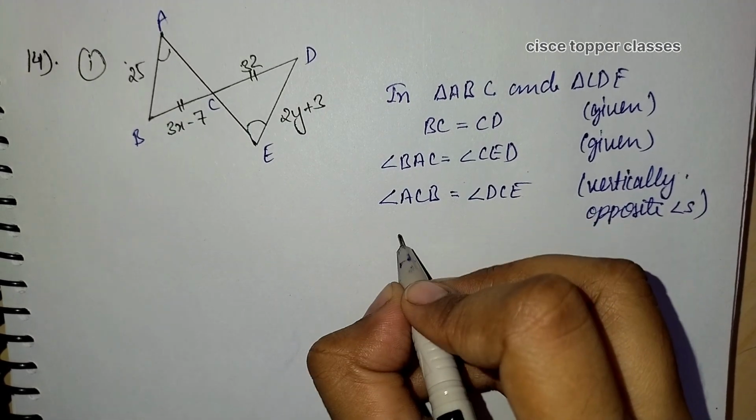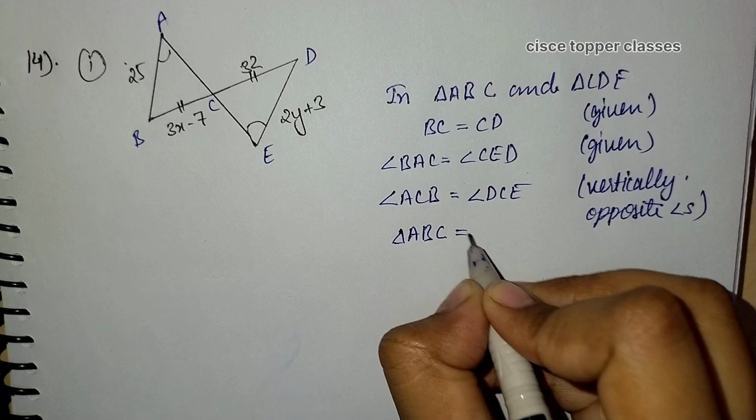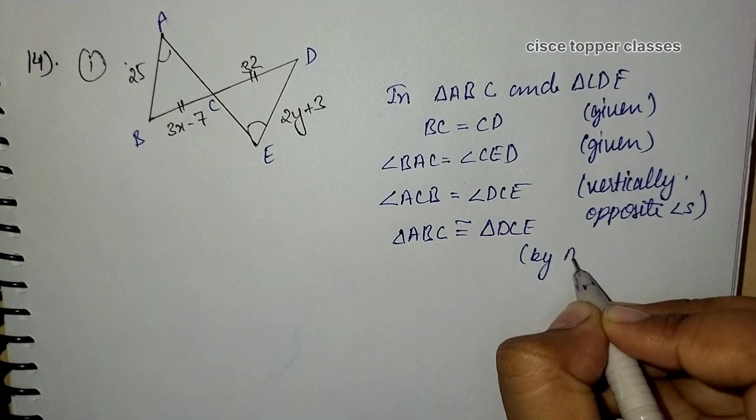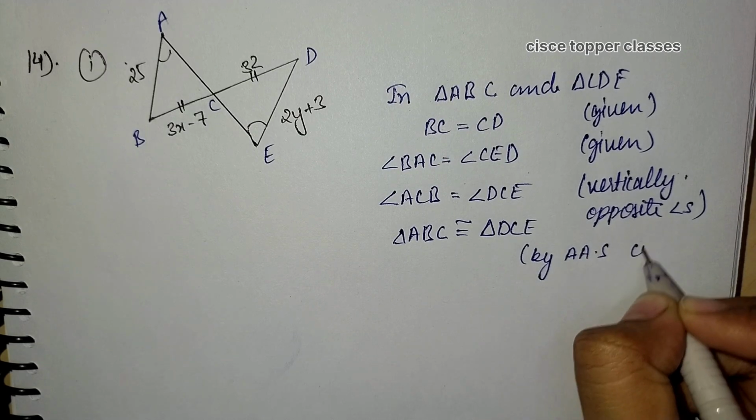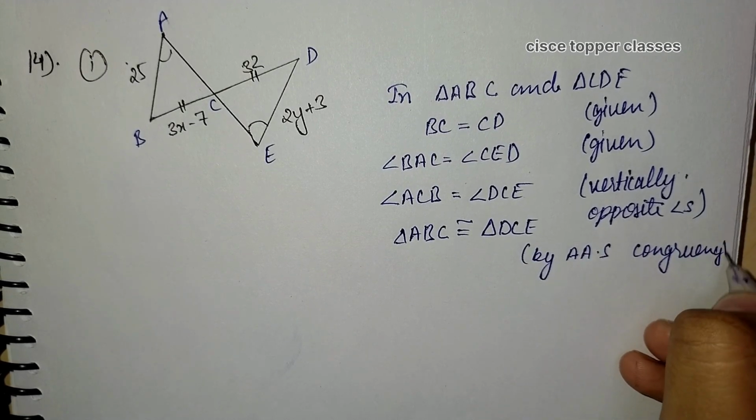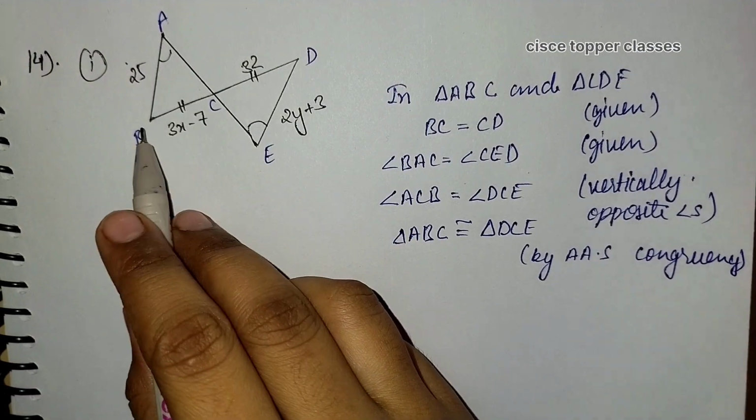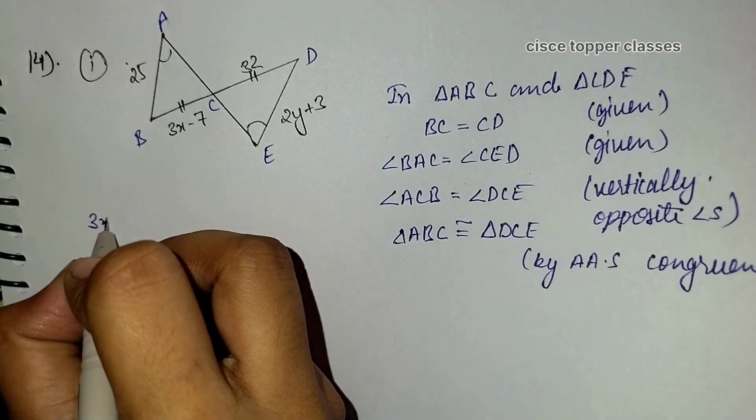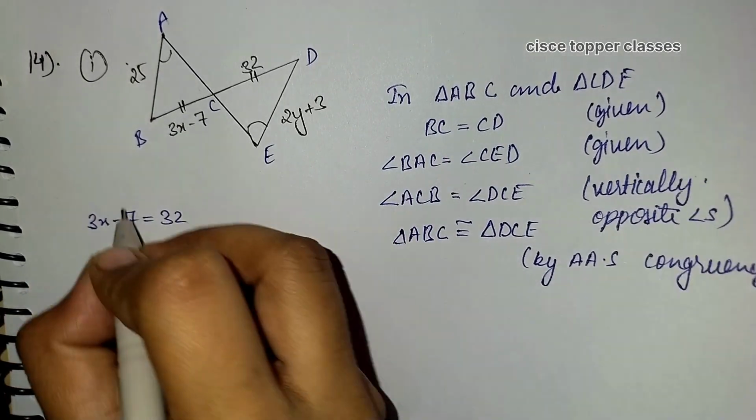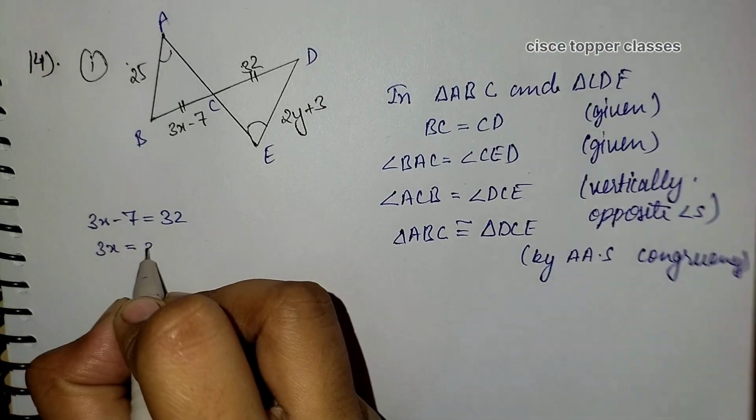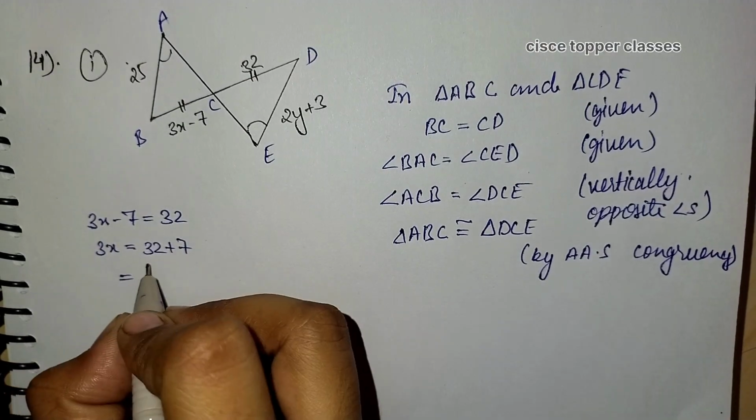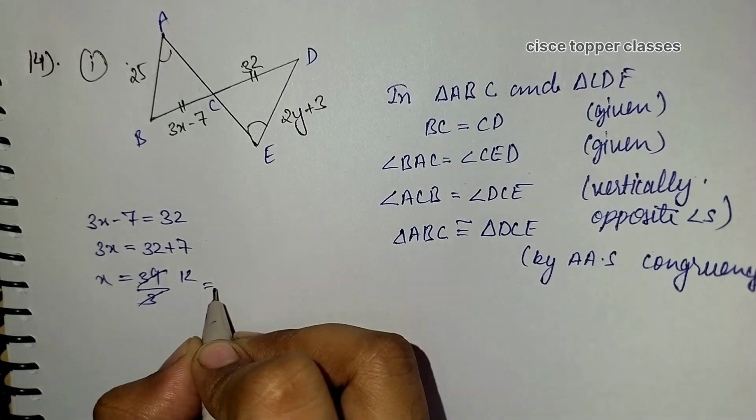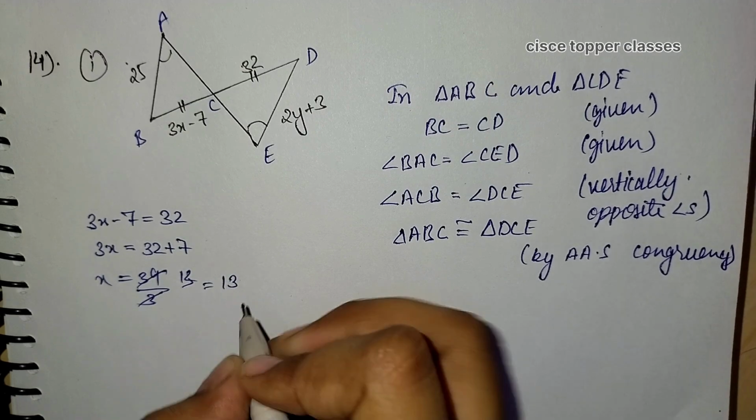Now we can simply prove from here that triangle ABC is congruent to triangle DCE by the angle side theorem, congruency rule. From here we can say that BC is equal to CD, which is given. So we can put BC is equal to CD as 3x minus 7 equal to 32. To find the value of x, we get 3x as 32 plus 7, which is 39, divided by 3. From here we get 13 as the answer.